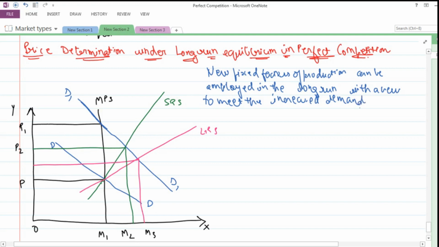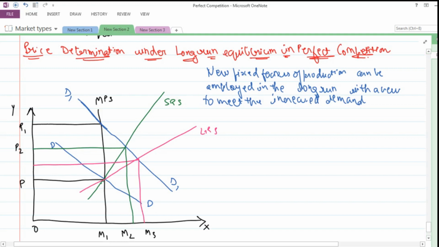For this purpose they may enlarge their existing plants, or they may also build up new plants in order to undertake this activity. In the long run, new firms can also enter an industry, and due to that also equilibrium would be established, as they also add to the supplies of the product. The determination of price in the long run is shown in the figure here.